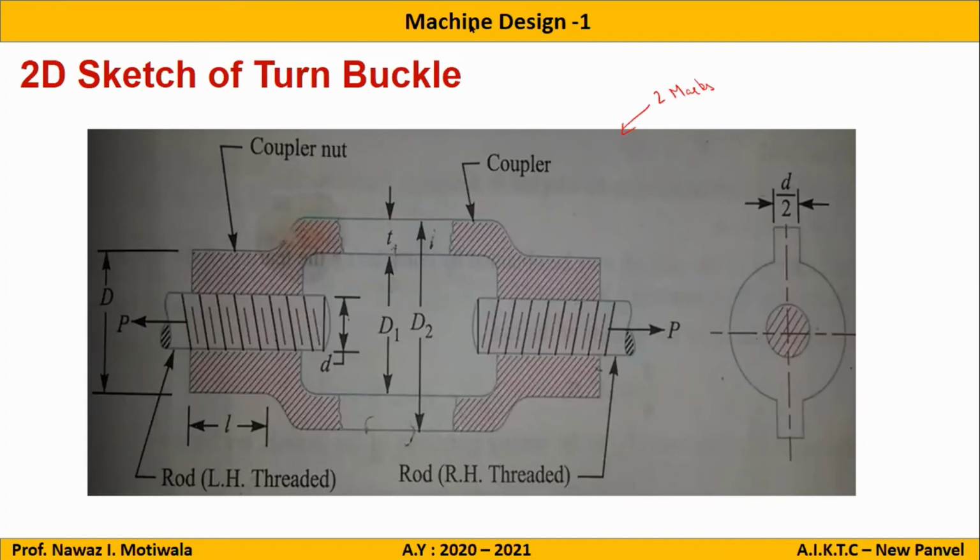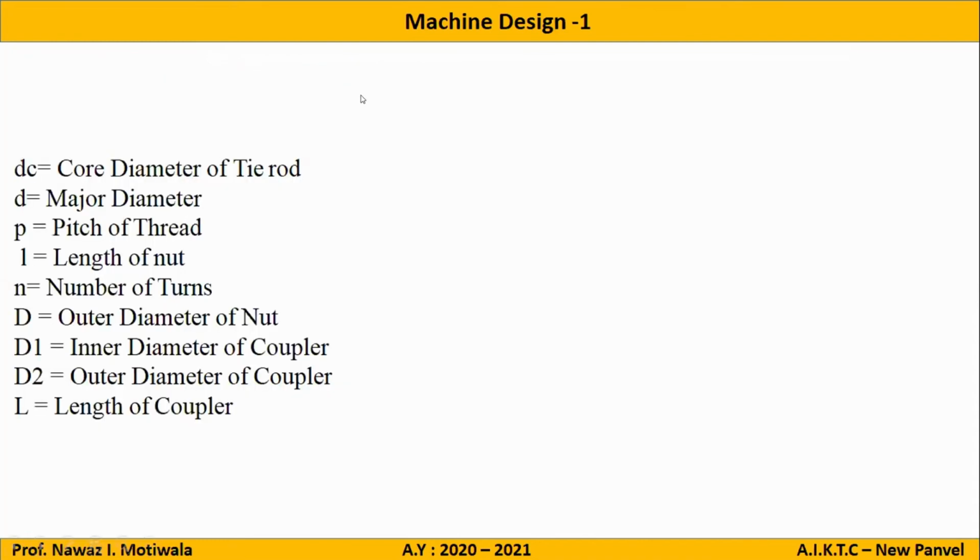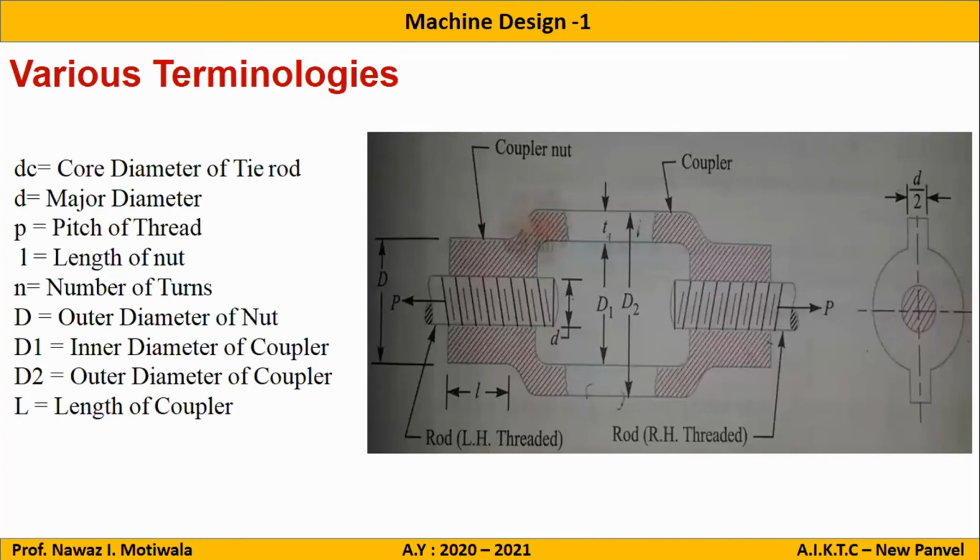Yes, so proceeding further, we will have the same diagram on the next slide, and there is a nomenclature on the next slide. Nomenclature means the notations which we are going to use while designing. So if you observe that there are different notations, now I will explain here. DC is core diameter of the tie rod. So this is the tie rod which we have seen, this one. So the core diameter, that means this one, the inside diameter, or you can say the minimum diameter of the thread, is known as the core diameter.